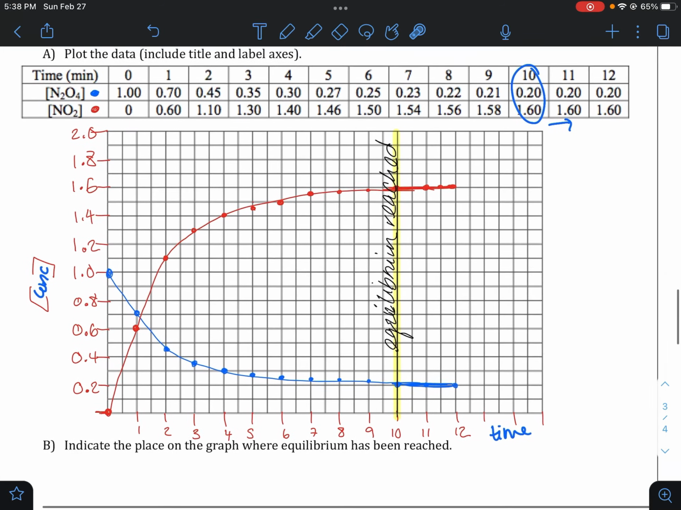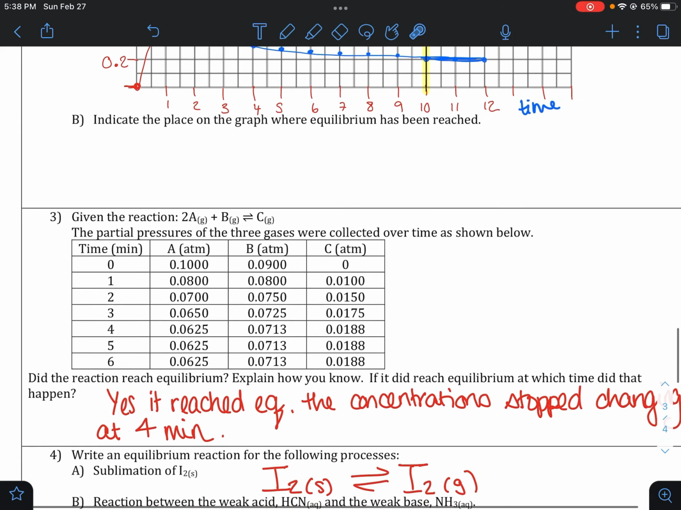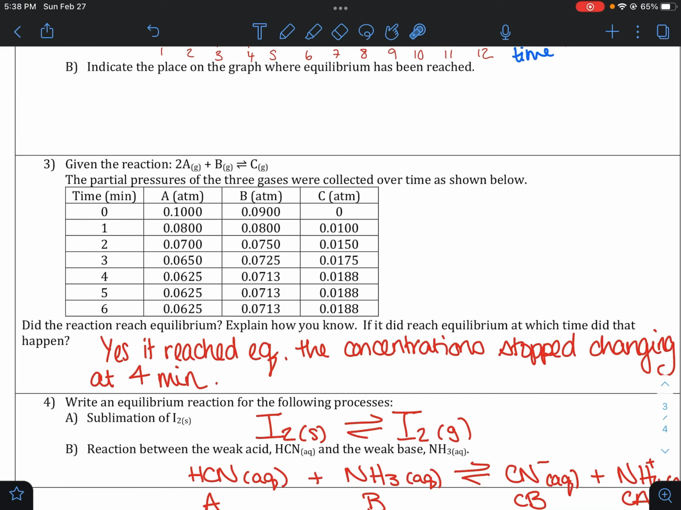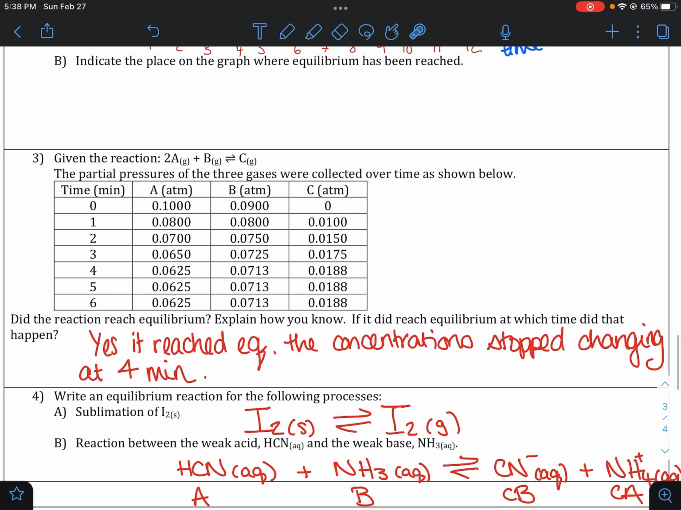Then number 3, given this reaction, the partial pressure of the 3 gases were collected. Gases you can use the exact same way as concentrations. We've got our time from 0 to 6. Did the reaction reach equilibrium, and explain how we know? Well, if we've reached equilibrium, that means the concentration or the pressure is not changing. Technically they are changing, but at the same rate, so the values don't differ. So we go to our table and ask, are there any values that are the same?